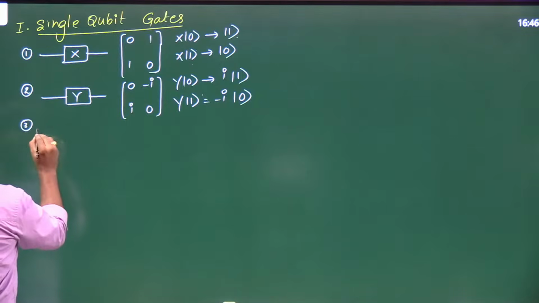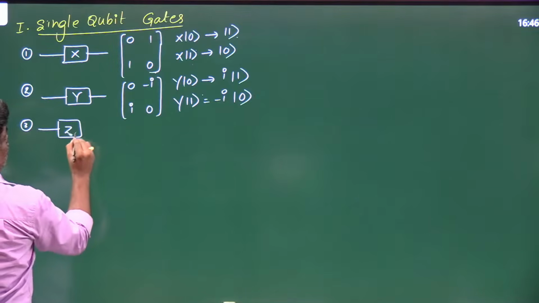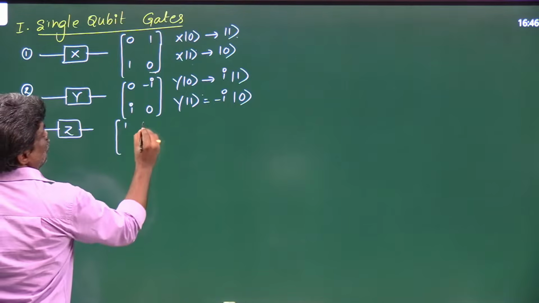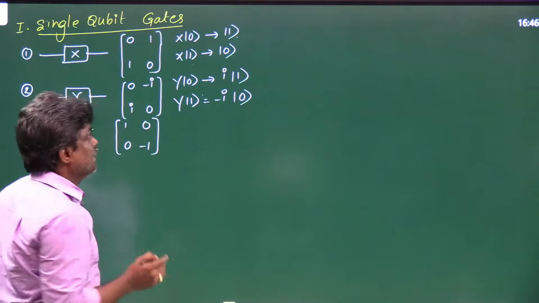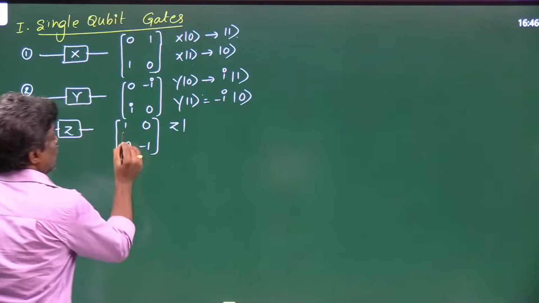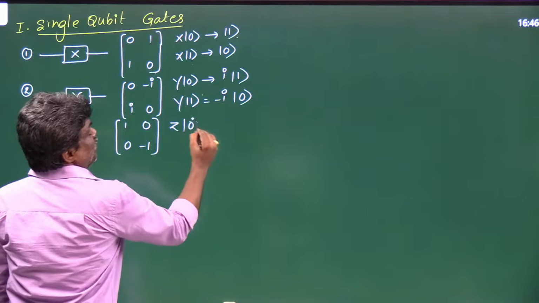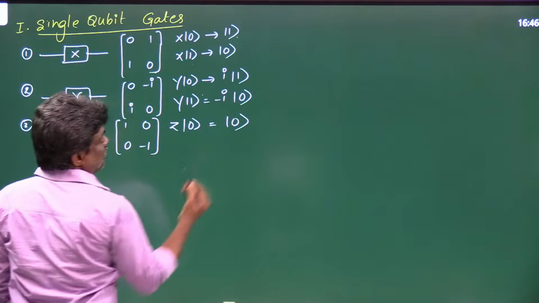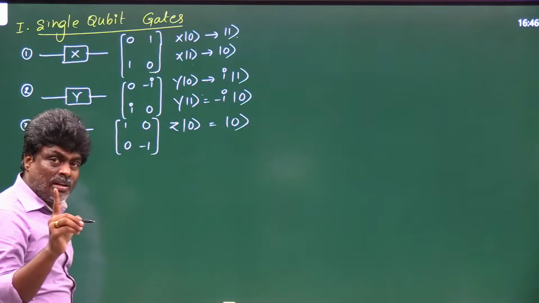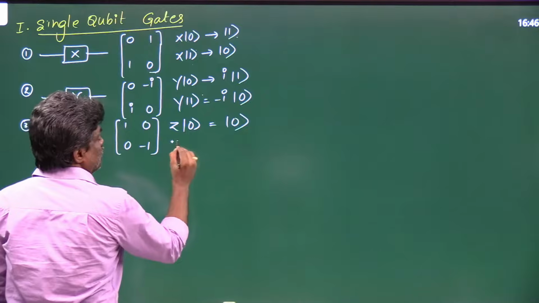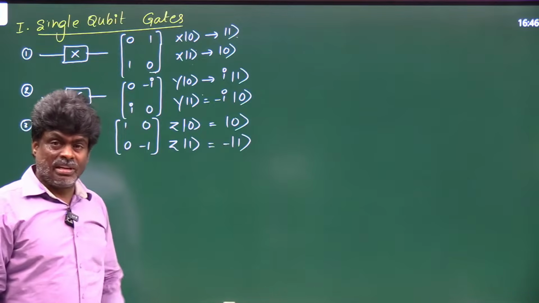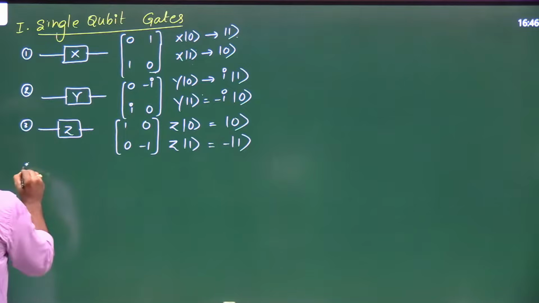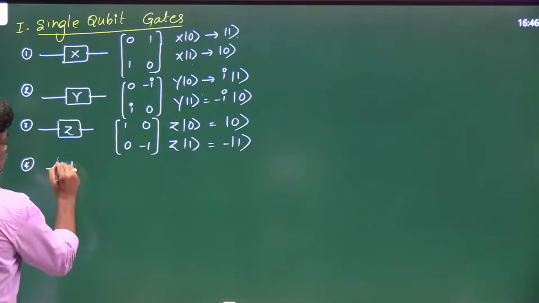Third one. This is the Pauli Z gate. Could you please tell me 1 0 0 minus 1? Now compare with the identity matrix. Luckily you have 1 0, that's why no change. But in the place of 0 1 you have 0 minus 1. That's why it will convert to minus 1. Easy to remember.